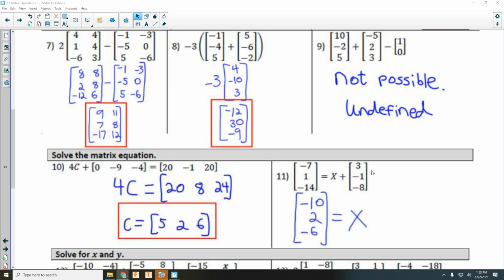I wish 4 or 5 wasn't... Yeah, you want your whole assignment to be undefined. No. Yes, I do.